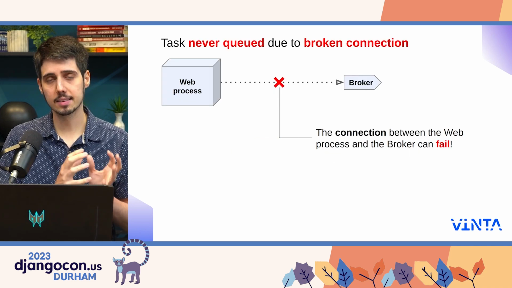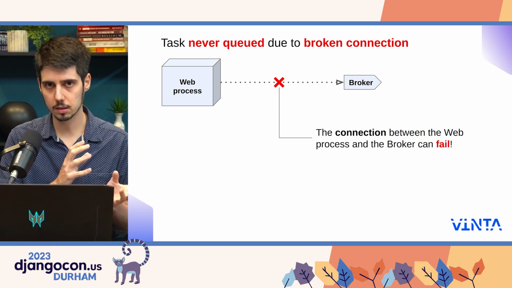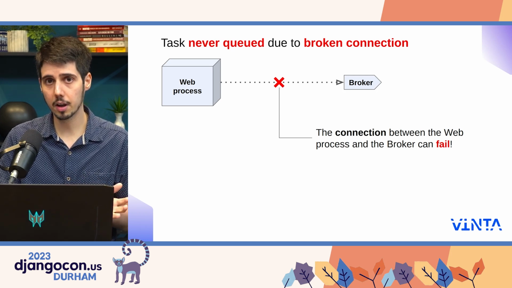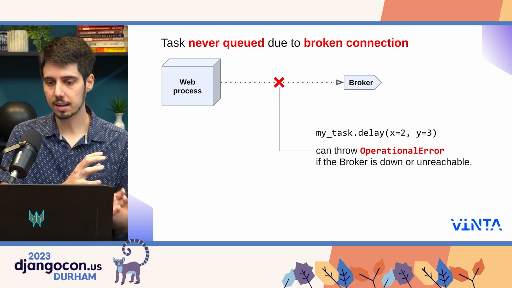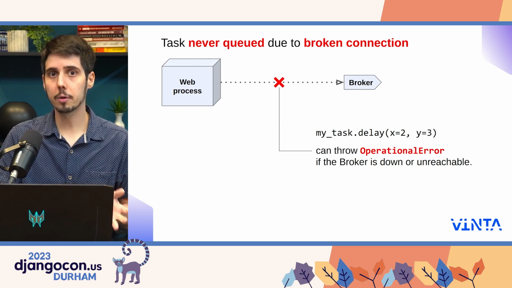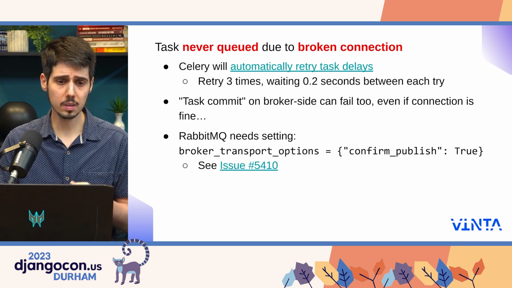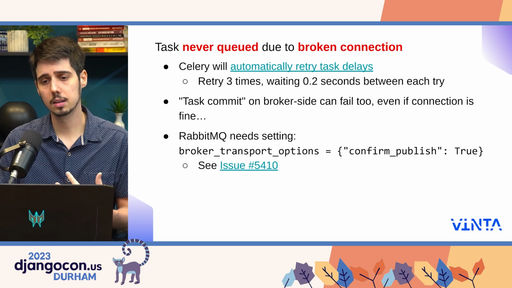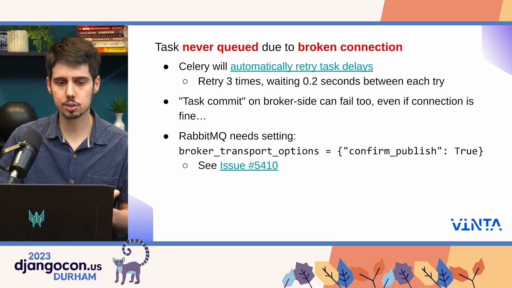For example, a task can never be queued due to a broken connection. There is a connection between the web process and the broker, and this connection can fail. And if it fails, the task will be lost. You have to remember that when you do my task delay, this operation can throw an operational error if the broker is down or unreachable. So the good news is that Celery will automatically retry task delays. It will retry 3 times, waiting 0.2 seconds between each try.